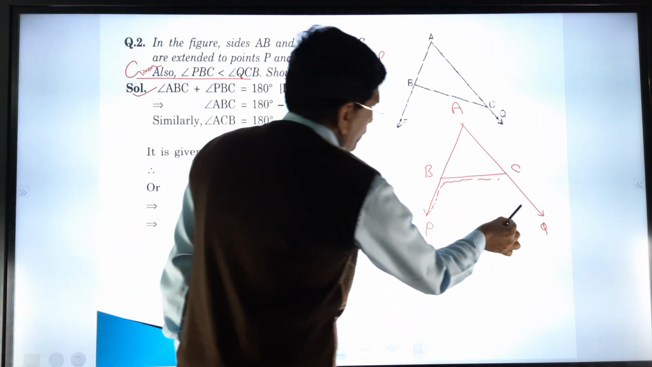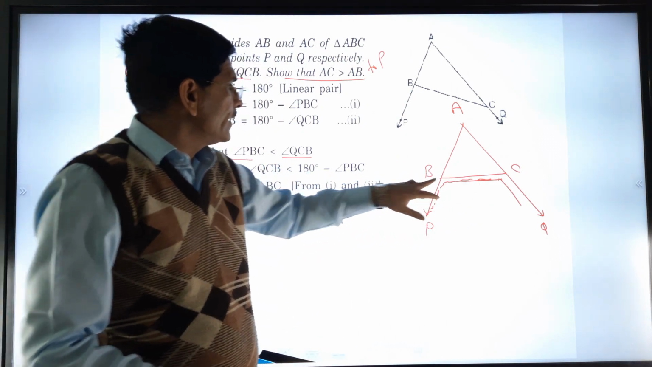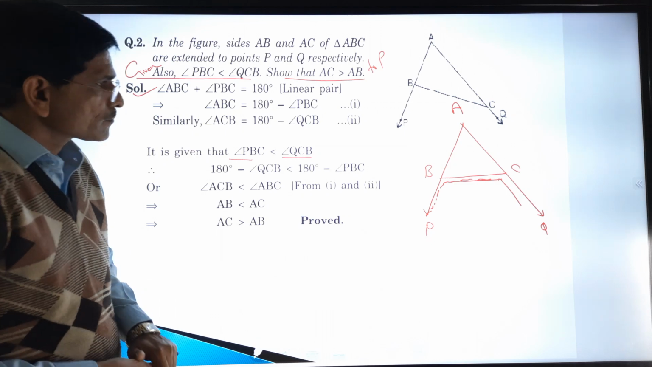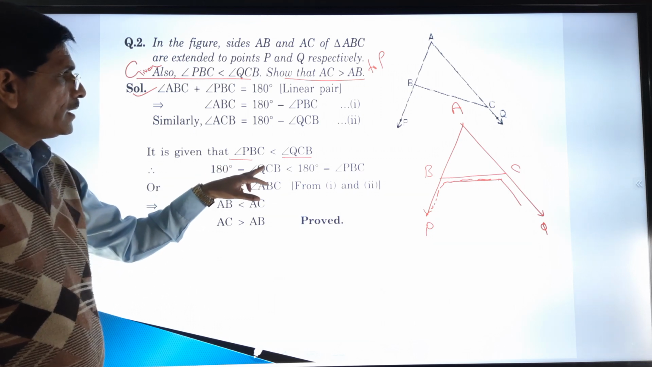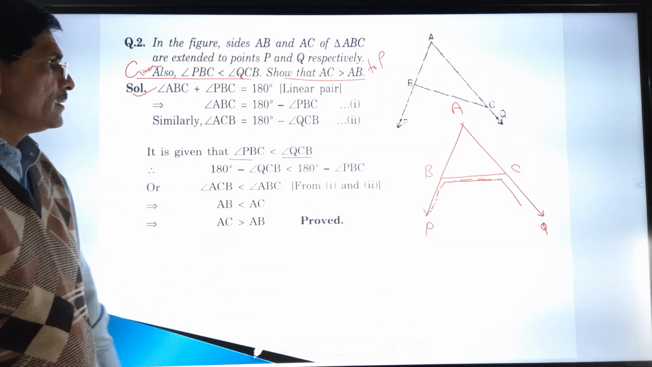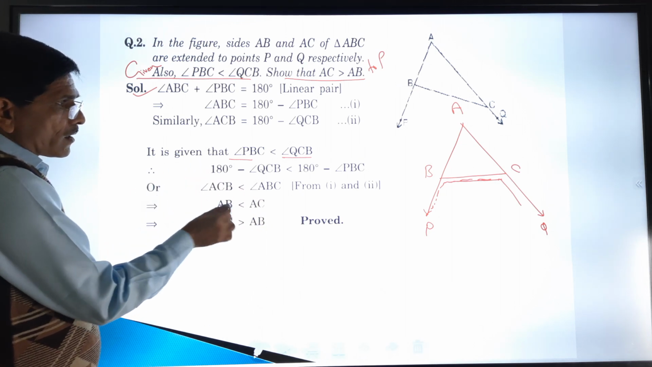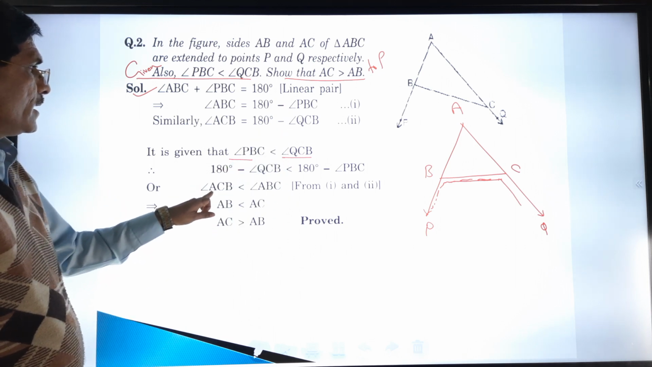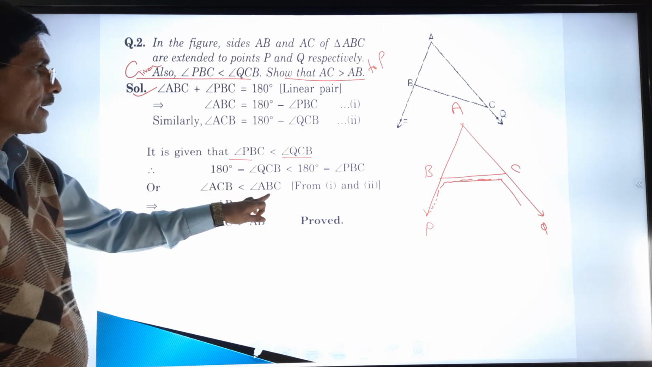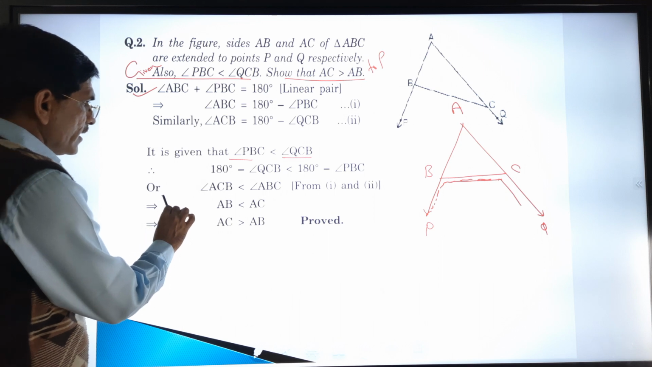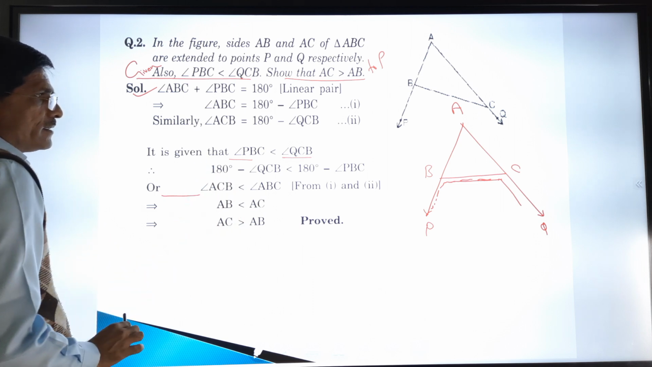Same thing for QCB from here. So again, QCB is 180 minus PBC. So from the equations, if you see, 180 minus QCB is less than 180 minus PBC. Now, from 1 and 2, ACB is less than ABC.